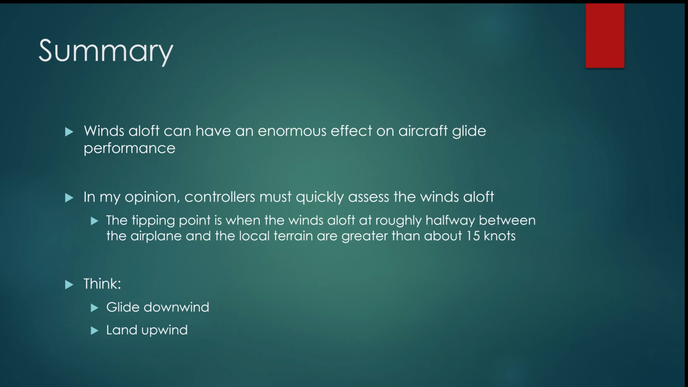Winds aloft can have an enormous effect on aircraft glide performance. So in my opinion, when there's an engine failure event, controllers must quickly assess the winds aloft. And generally speaking, the tipping point is when the winds aloft at about halfway between where the airplane is right now in altitude and the local terrain are greater than about 15 knots. So that's always going to have to be a little bit of a judgment call. But for the sake of discussion, if it's a sea level area, the plane's at 6,000 feet, you grab those 3,000 foot winds and you kind of roughly assume that will be the average wind on the way down.